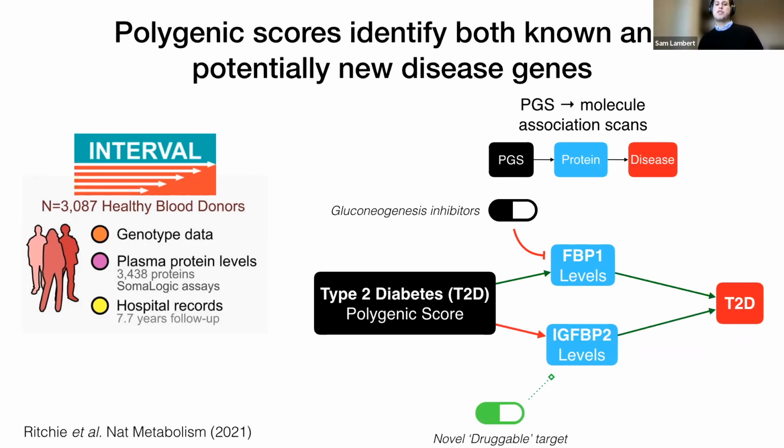And this was already known, but we could also then find other novel proteins like IGFBP2, which is a mouthful, but it stands for insulin-like growth factor binding protein 2. Although we didn't know it was associated with type 2 diabetes risk before, it has the properties that make it a druggable target, that maybe we could develop drugs that could be useful for treating diabetes. So this would be an interesting finding from our study.